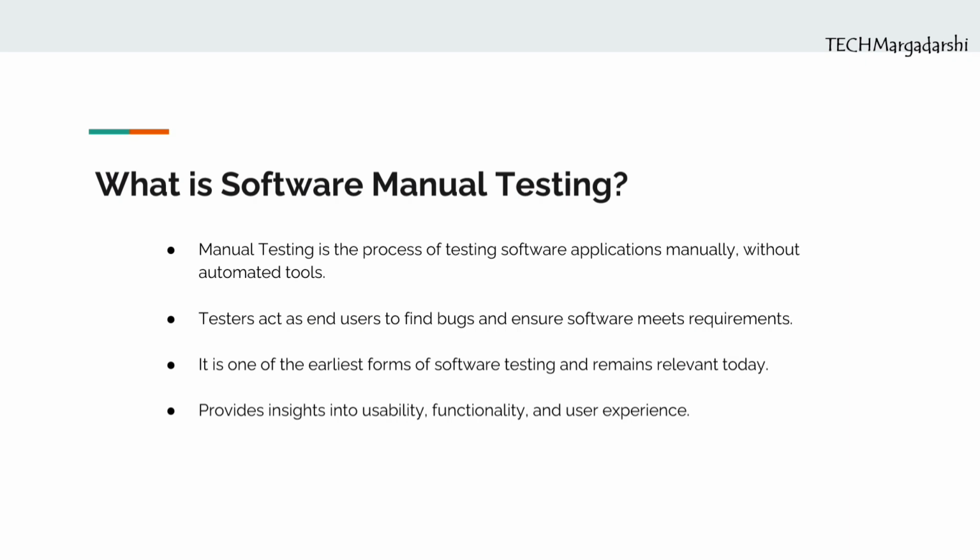What is software manual testing? Manual testing is the process of testing software applications manually without using automated tools. Testers act as end users to identify bugs and ensure the software meets its requirements. It is one of the earliest forms of software testing and remains relevant even today. Manual testing also provides valuable insights into the software's usability, functionality, and overall user experience.